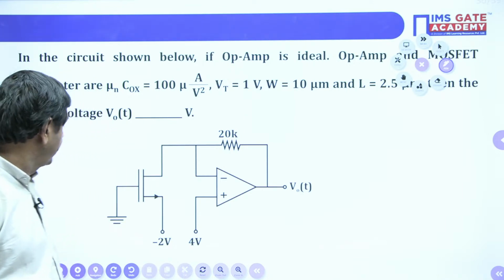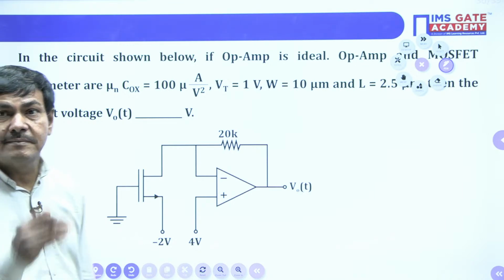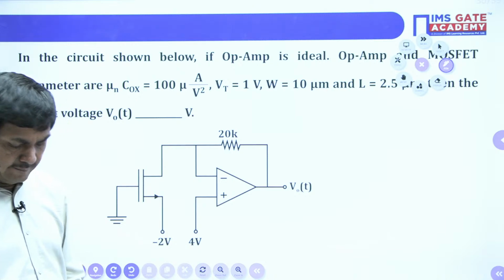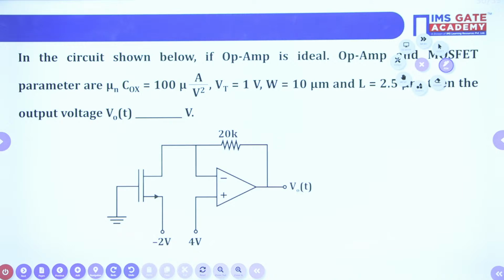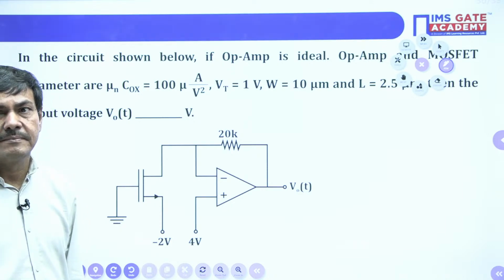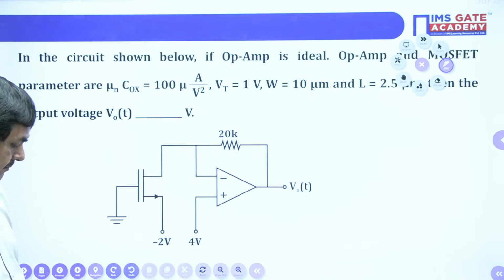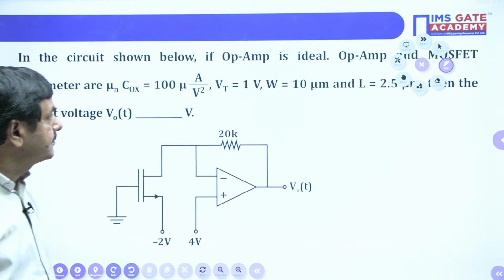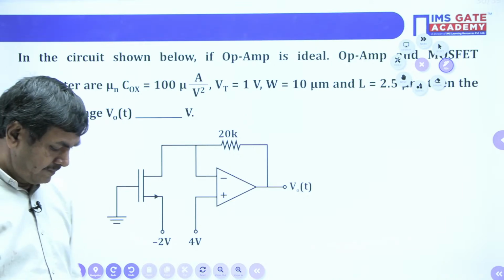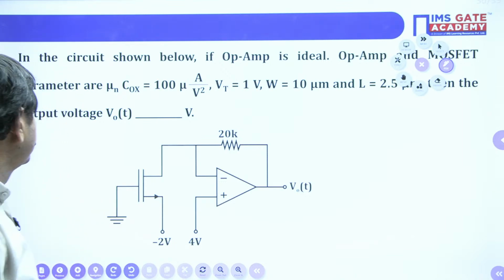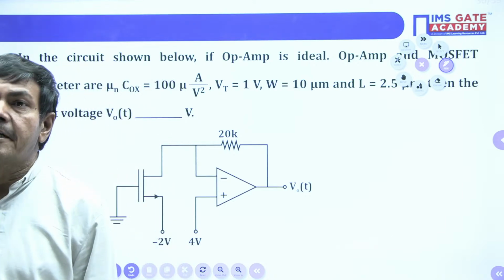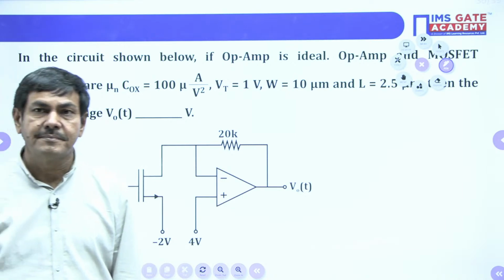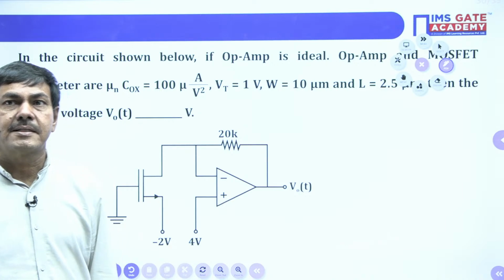Which option? Options are not given. It is asking directly for the answer. Can you give the answer? You put in an effort to get the answer. In what way can we find V_0? Take some time and give the answer. If you are not getting it, I will do it. Is any student getting the answer for this question? Yes, I will do this question. Please watch.